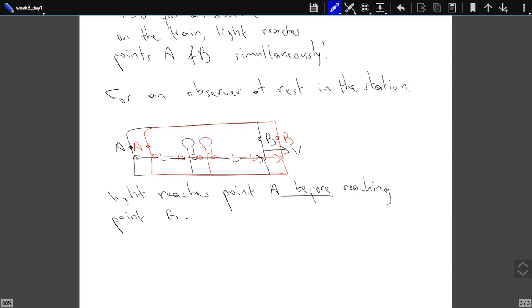Photon is not an observer. It's not a reference frame. So there is no reference frame in which the photon is at rest.